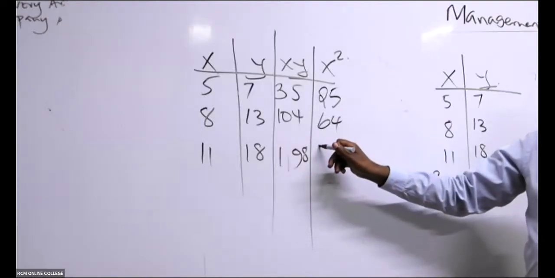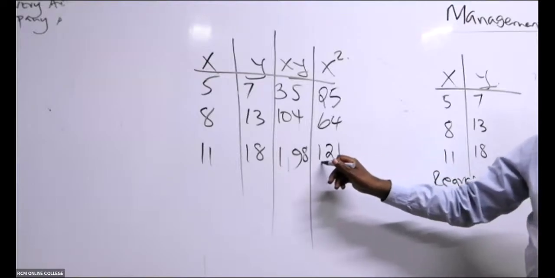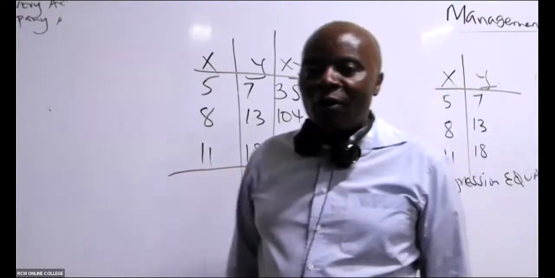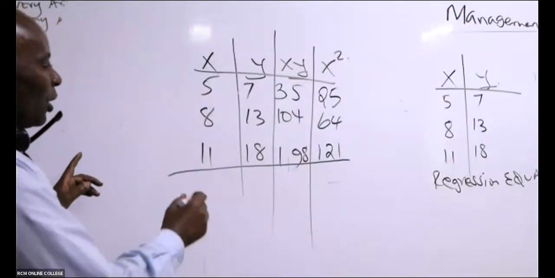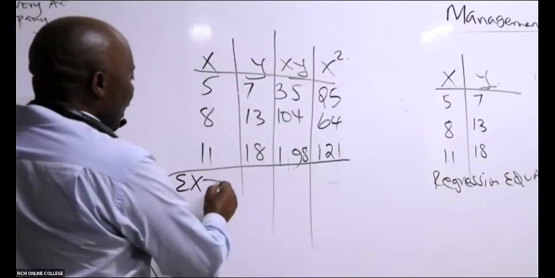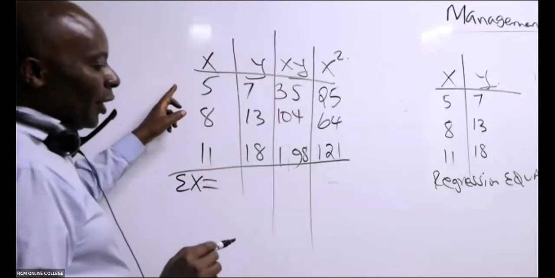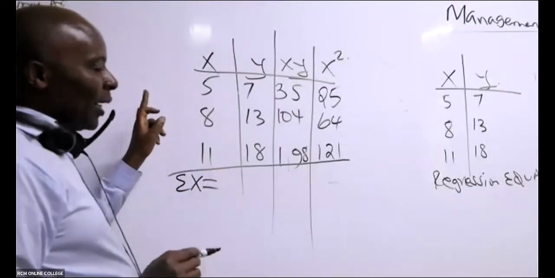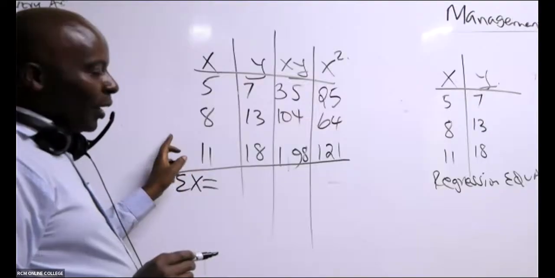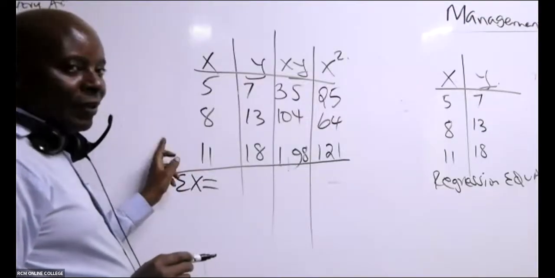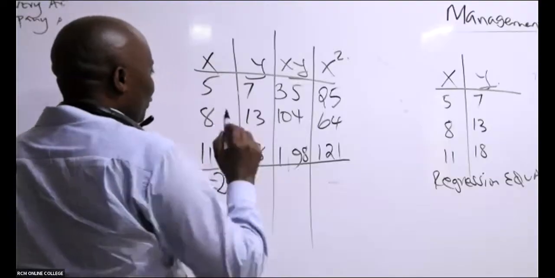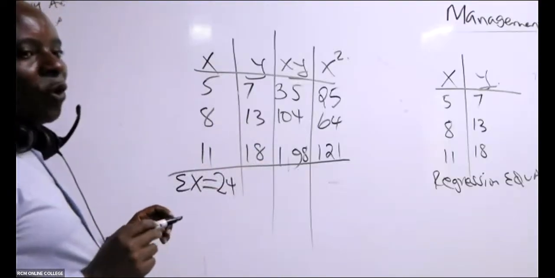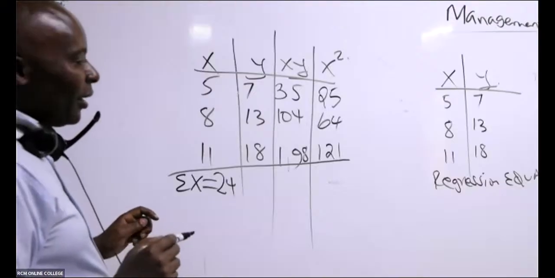And then 121. Now from there, come and give us the summations now. Because those things you saw us writing down were summations. So give me the summation of x. You are adding the 3. 5 plus 8 plus 11. 24. Then go to the y.